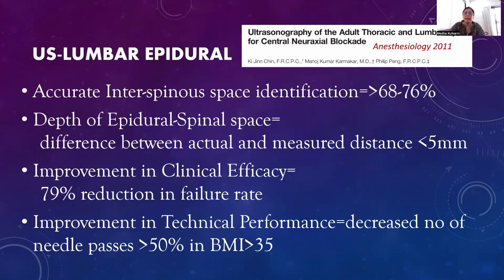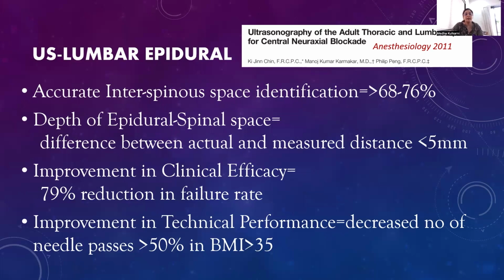In this meta-analysis by Chin and Karmakar, they found that the use of ultrasound for adult thoracic and lumbar neuraxial blockade has provided a lot of advantages. The interspinous space identification was accurate in more than 76% of the subjects. Similarly, the depth of the epidural space could be calculated, and the difference between the actual and the measured distance from ultrasound was less than 5 millimeters. That was the precision with which you could identify the depth of the epidural space.